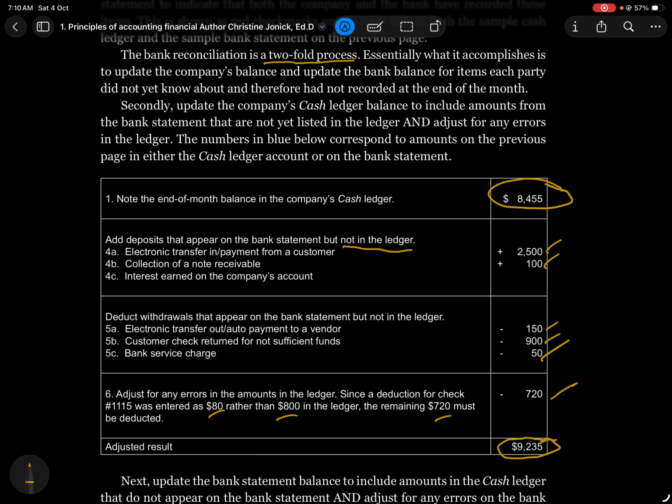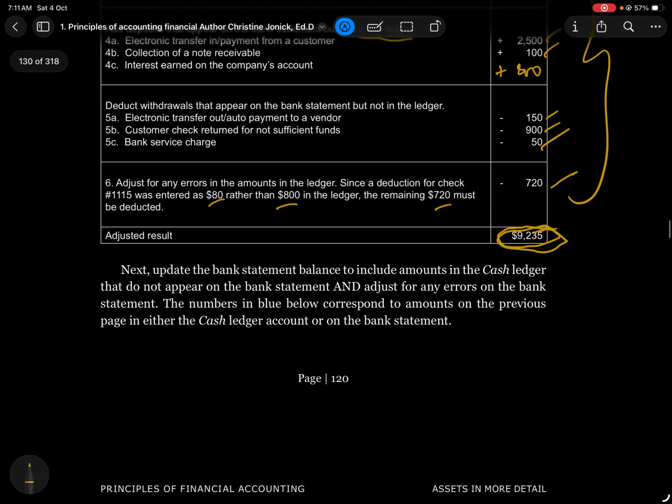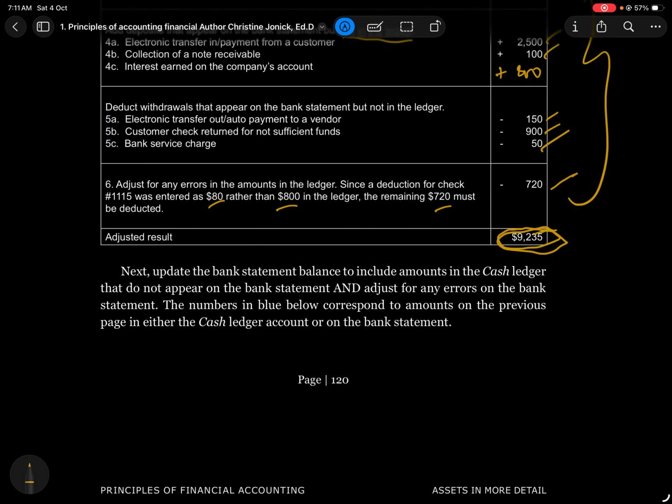So after reconciling, your books balance and the bank's balance should be the same. You might have to add a few things over here, right? Like we recorded it as an outflow, but it's not cleared, so you might have to add that as well. But overall, your ending balance of the bank and your books should be matching.